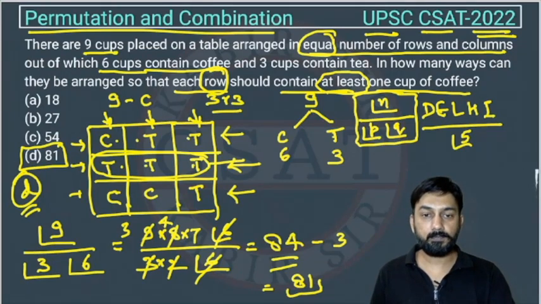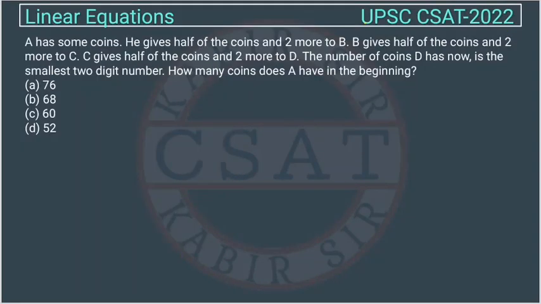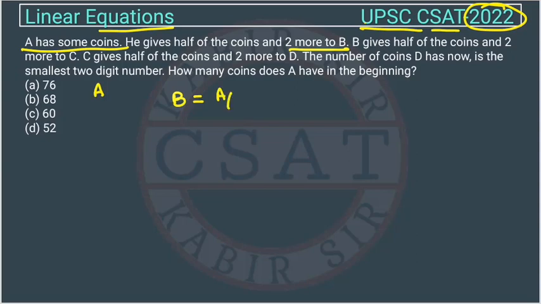Okay. This is a question of linear equation asked by UPSC in their CSAT paper of 2022. A has some coins. He gives half of the coins and 2 more to B. So let's make the equation. Right, suppose A has how many coins? A number of coins, right? So now how many coins is B having? B is having half of the coins of A plus 2 more. Like he gives half of the coins and 2 more to B.